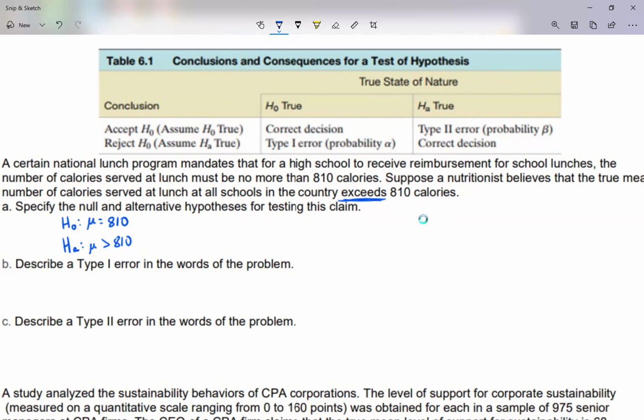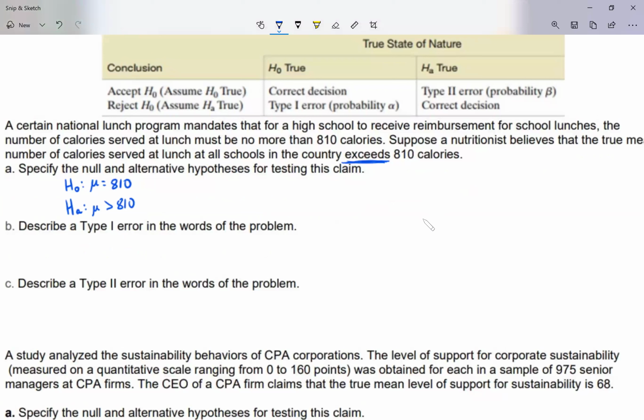Now, what is type 2? I'm not going to write it, I'm just going to say it. It says describe a type 2 error. Well, type 2 error, according to my table, I accept the null hypothesis, but in fact, the alternative hypothesis was true. So in this case, I'm going to say a type 2 error means that the researcher concludes that the mean is not greater than 810, because I'm going to accept the null hypothesis, but in fact, the mean is greater than 810.